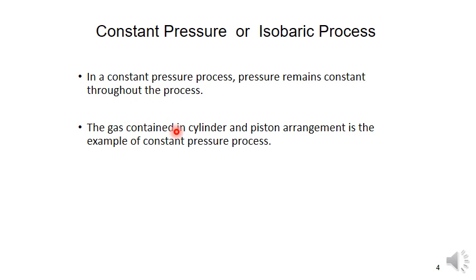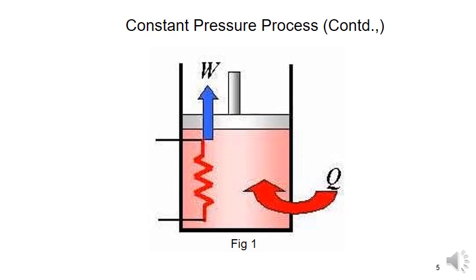The gas contained in a cylinder and piston arrangement is an example of a constant pressure process, as we discussed in the previous first chapter. Here, as heat is supplied, work is done. Of the heat supplied, we convert part into work by rejecting some amount of the heat, and the net work is done.